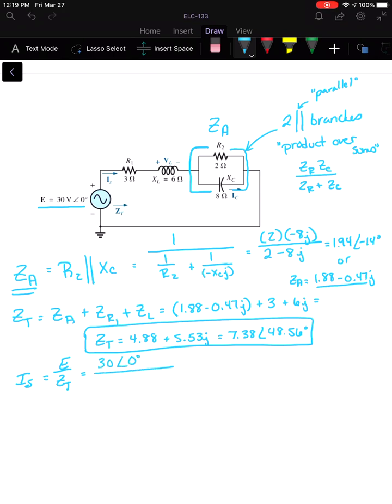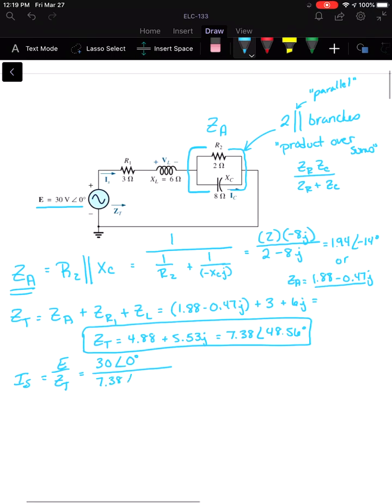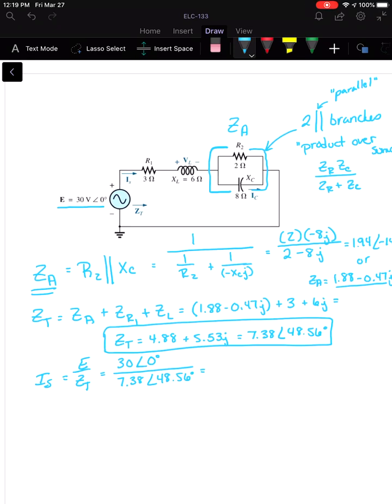It's given to us as 30 volts at 0 degrees. And I'm going to use the polar form of our total impedance, 7.38 at an angle of 48.56 degrees. If you're doing this by hand, it's just 30 divided by 7.38 to get your source current, which should be about 4.07. And then the angle would be 0 minus 48.56, and that gives you a negative 48.56 degrees.